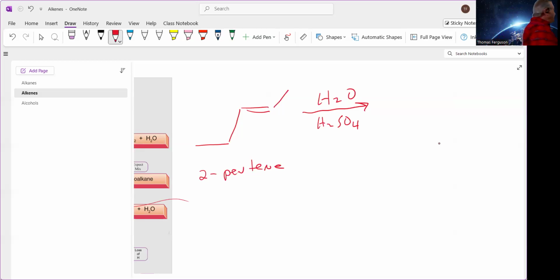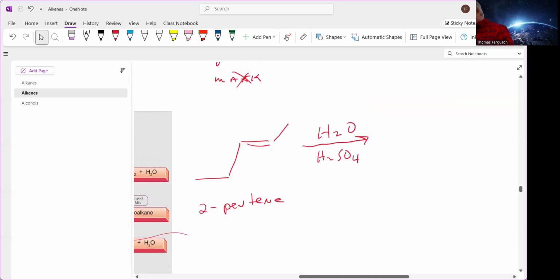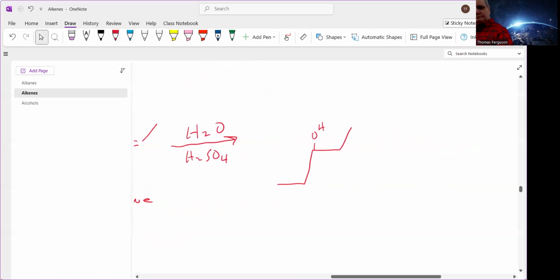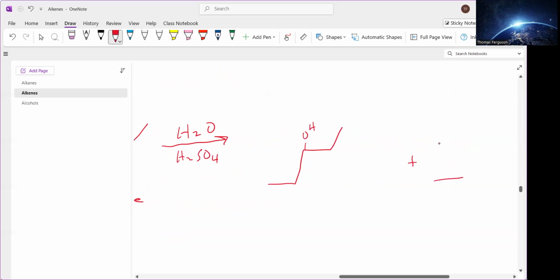So we're going to take 2-pentene in acidic water. What's going to happen is the H and OH of the water are going to add across the double bond, so we're going to end up with a mixture. The OH is going to appear on either side of the double bond.